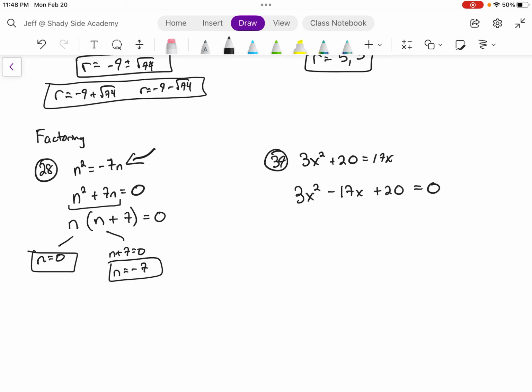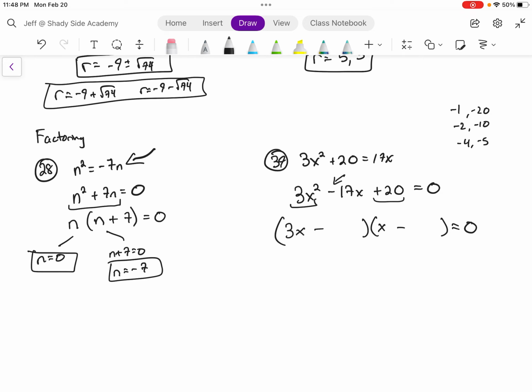Okay, so remember, we said, what multiplies to be 3x squared? Well, I know there's going to be a 3x, and I know there's an x because 3 is prime. Okay, and then I'm going to have something that multiplies to be 20, and because this is a negative, I know it has to be minus and a minus. Okay, so what multiplies to be 20, and they're both negative? Well, we'll have a little scratch work over here. Negative 1 and negative 20. Negative 2 and negative 10. Negative 4 and negative 5.